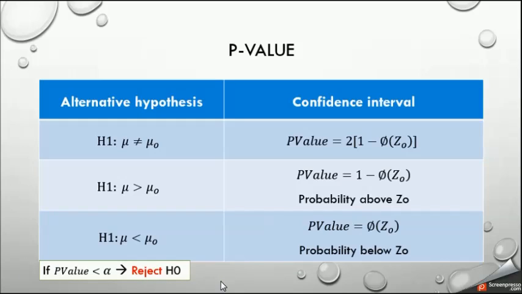Using the p-value methodology, we will reject H0 only if the p-value is less than alpha. So if the p-value is less than alpha, we will reject the null hypothesis. On the other hand, if the p-value is larger than alpha, we are going to fail to reject the null hypothesis.